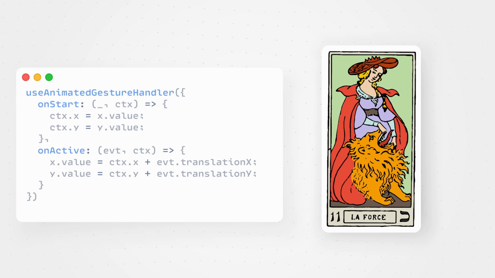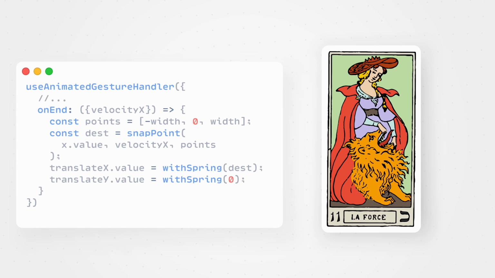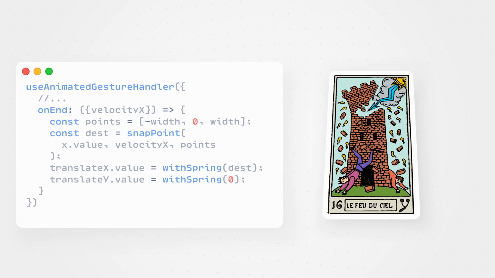Finally, when the gesture ends, we need to snap the card either to the left, right, or back to the middle. Redash provides us with a nice function named snapPoint to tell us where to snap the card when releasing the gesture. And we can simply spring to that snap point destination. For the y-axis, we can always snap back to 0.